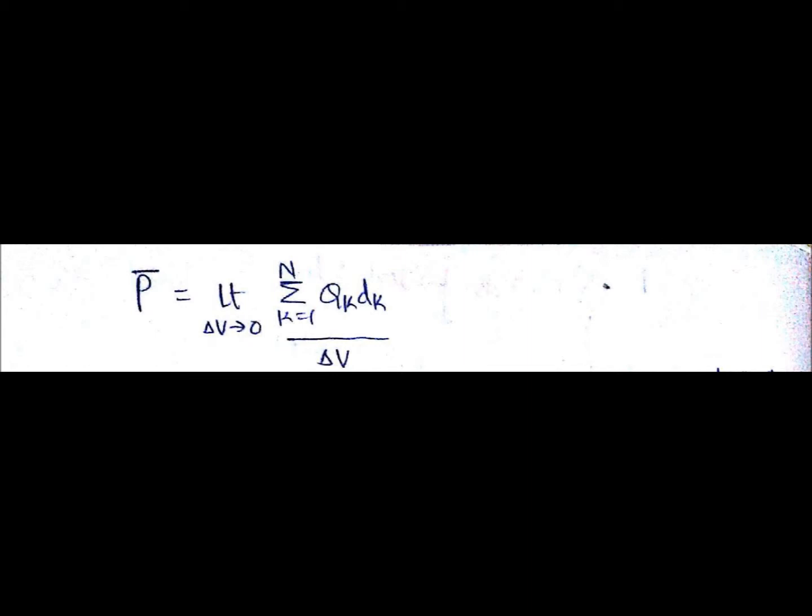Per unit volume, we need to divide the dipole moment by the volume, that is the change in volume. So finally polarization is given by the limit as delta v tends to 0 of the sum over k equals 1 to N of q k d k, which is the net dipole moment, divided by delta v. This is polarization. So polarization equals dipole moment divided by change in volume, in the limit as change in volume tends to 0.